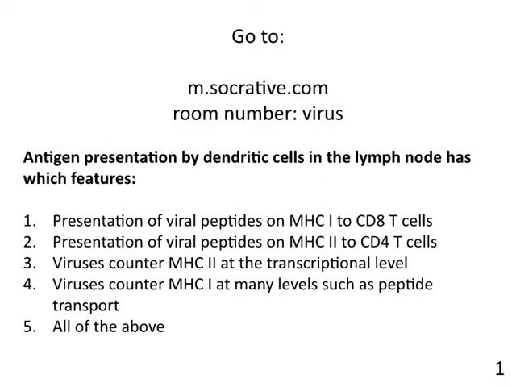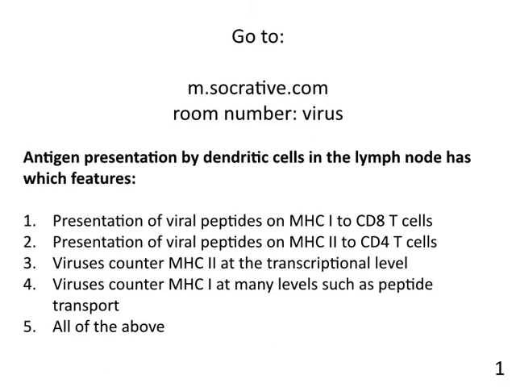Okay, so that is class 1 and 2. And we have a question here, which is already up. Correct. And the question is, the antigen presentation by dendritic cells in the lymph node has which features? Number 5. That's right, it's all of the above. Each of these is correct.